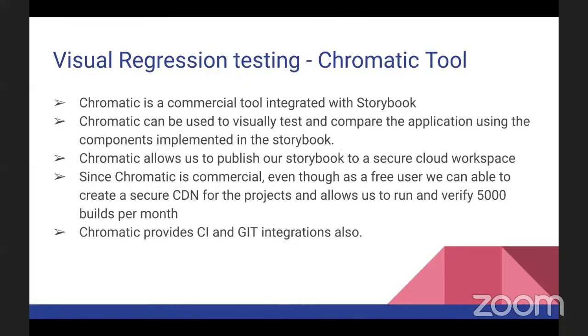Initially we can create a repo in Git and integrate it with Chromatic. Initially that was a payable thing, but now we can directly create a repo in Git, integrate with Chromatic, and perform whatever code work we do. The only thing I can't do here is cross-browser testing. For that alone, we need to go for the commercial version. That is one disadvantage, but on the advantage side, we can have multiple builds for a single project.